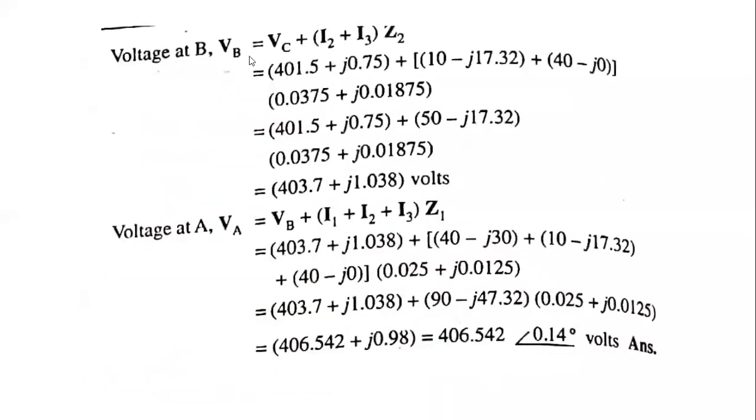Next, we calculate the voltage at point B. What is the voltage at point B? VB is equal to VC plus (I1 plus I2) into Z2. What is the I1 value? What is the I2 value? Therefore I2 is equal to IBC, plus IBC plus I3 is equal to ICD.